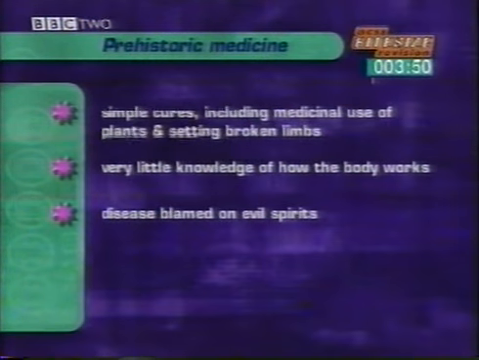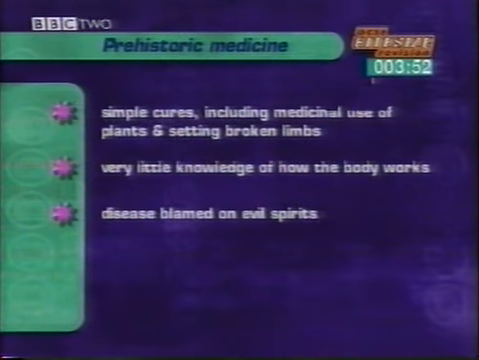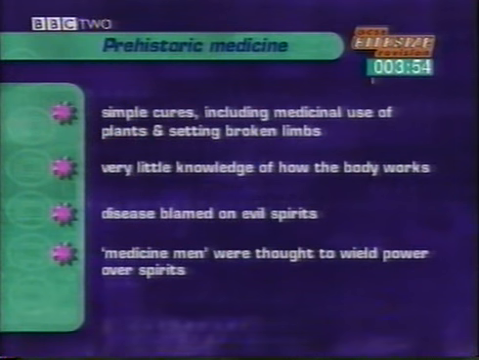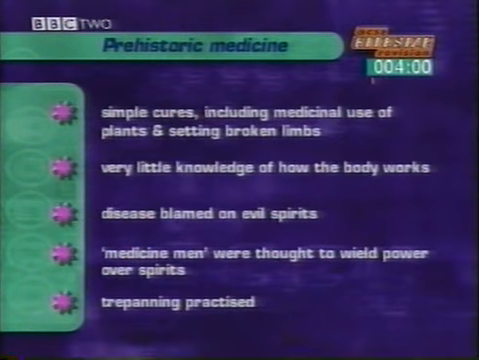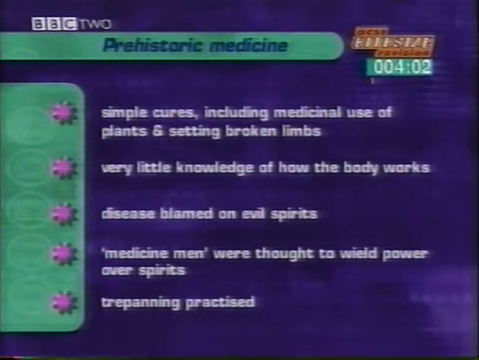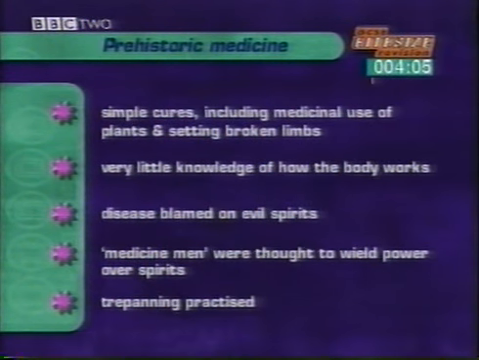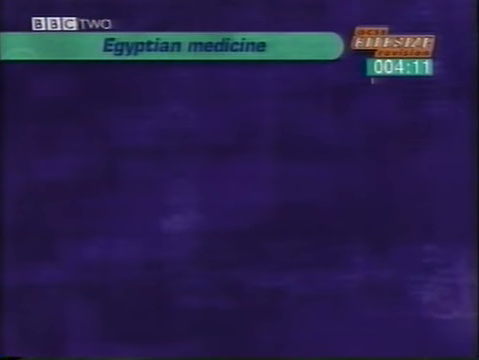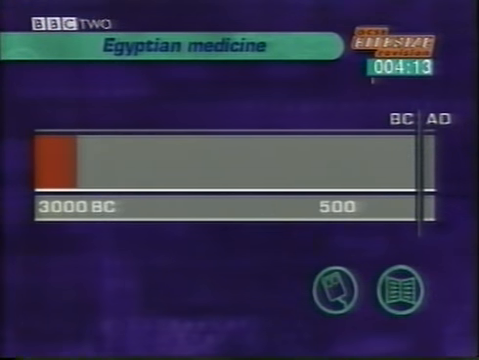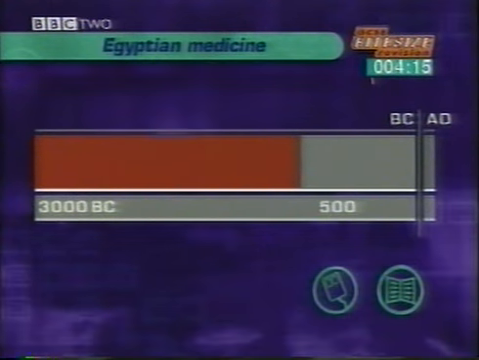Disease and any illness which had no obvious cause was blamed on evil spirits. Medicine men were thought to wield power over these spirits with the ability to call them up or drive them out. Skulls found with holes in them indicate that trepanning was used, perhaps in an effort to drive out evil spirits. The ancient Egyptian civilization lasted roughly from 3000 BC to around 500 BC.